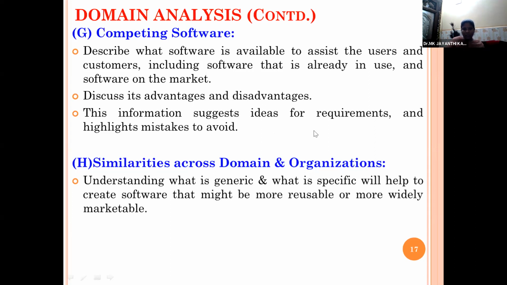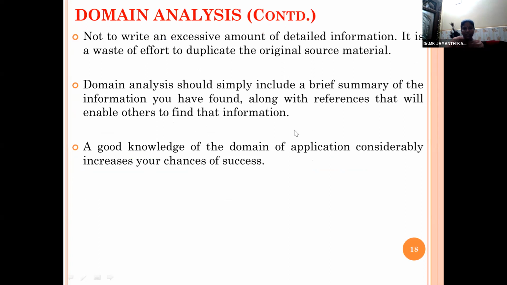After the domain is analyzed, we will go for the domain analysis document. The domain analysis document will mention all the parameters. You are not to write an extensive amount of detailed information, it is a waste of effort to duplicate the original source material. So you need not mention everything in the domain document. You only need to mention what parameters you are considering for your project. Domain analysis should simply include a brief summary of the information you have found and references and other detailed information.